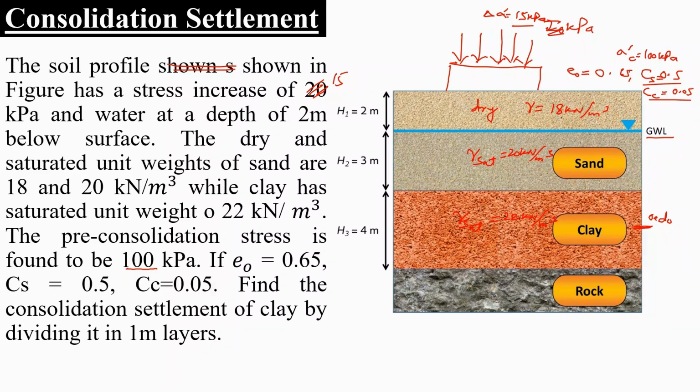So these are the values given in the question statement, and now we are asked to find the primary consolidation settlement of the clay by dividing it into 1 meter layers. You have to divide this clay layer from this point to this point into 4 layers of 1 meter each: 1 meter, 1 meter, 1 meter, and 1 meter. So this is basically the division of the clay layer into sublayers for the calculation of consolidation settlement.